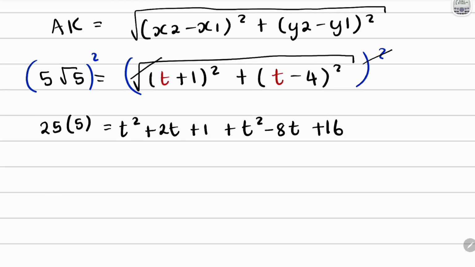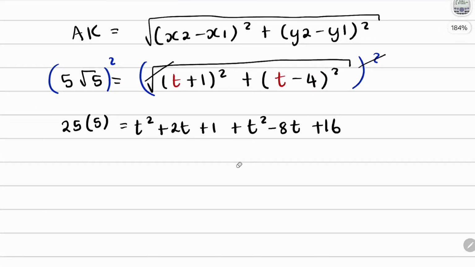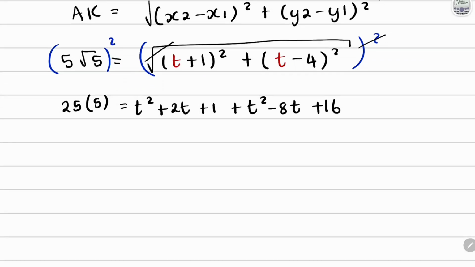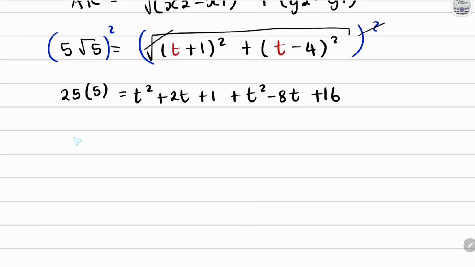Okay, that's how to distribute those quickly instead of writing into brackets and then multiplying those. Those take long, and when you take longer steps, it is easier to make mistakes. So we're multiplying here. 25 times 5 is 125, which is equal to t squared plus t squared is 2t squared. Then the positive 2t minus 8t gives you negative 6t. And then positive 1 plus 16 is positive 17.